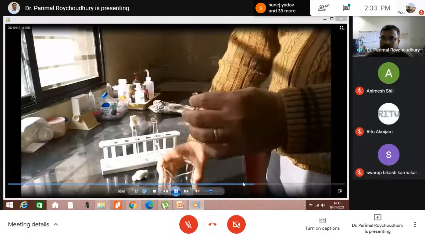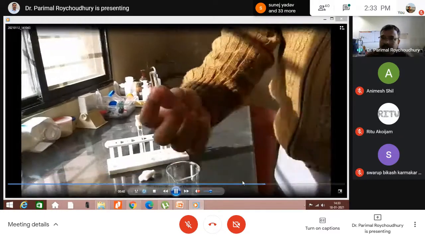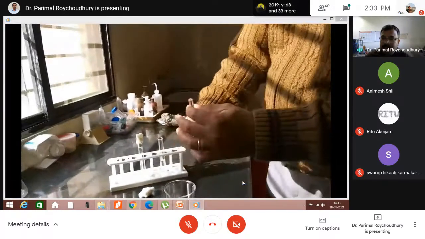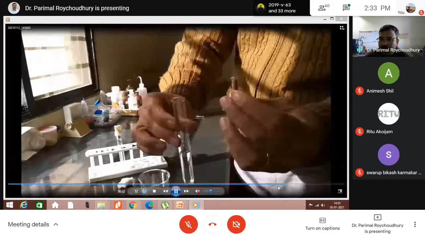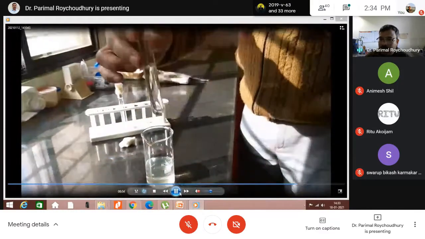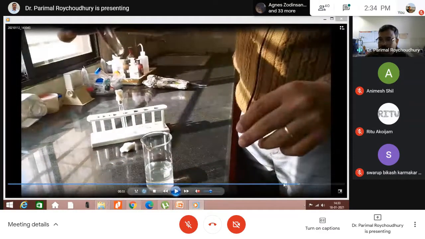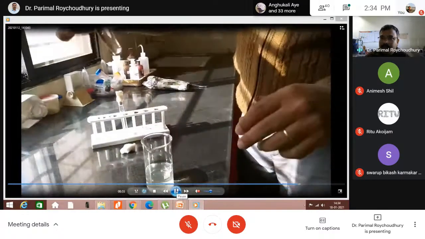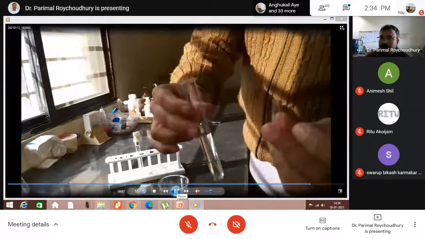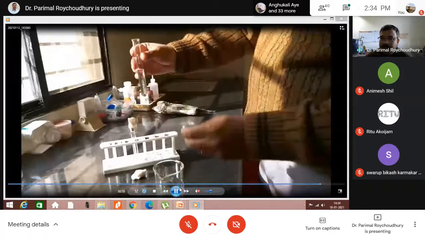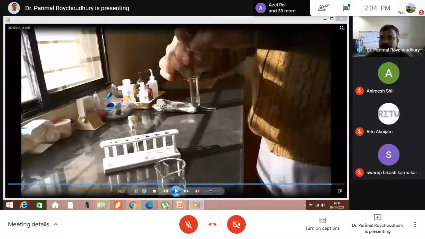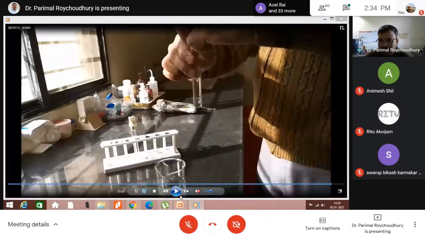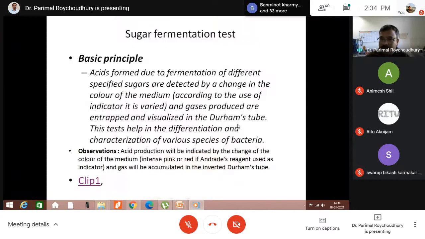Very carefully we need to fill it up. Just see here, these Durham's tubes are filled up with the same media. Now we need to insert it invertedly. So this is a tube, invertedly we have to insert it, right? After that, this is the situation here. So this way we insert the Durham's tubes into this media.